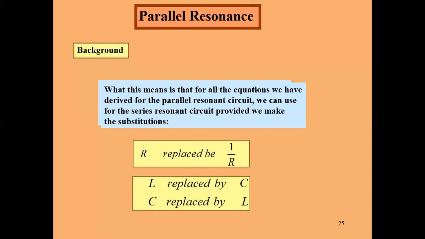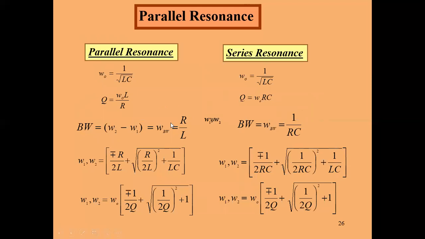So R is replaced by 1 by R, and L is replaced by C and L. So what this means, generally in the parallel resonance, in the equation for that frequency or the variation of the impedance, the impedance is becoming very less, or it becomes 1 by R. The next one is the series resonance, or the formulas for the series resonance.